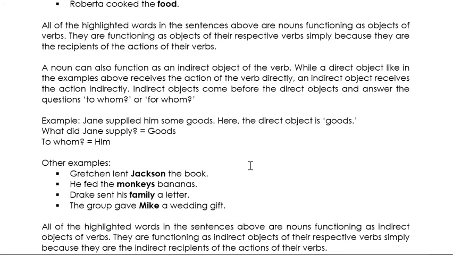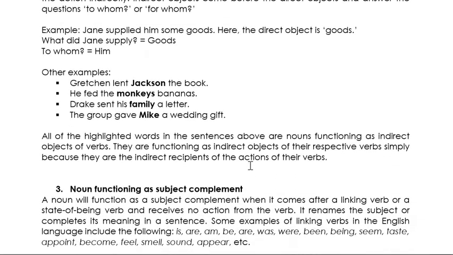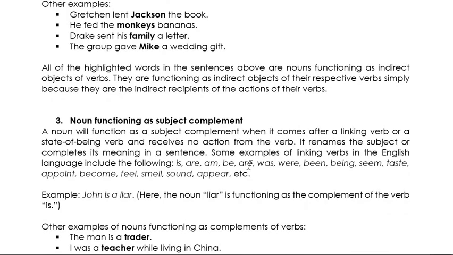Number 3, Drake sent his family a letter. What did Drake send? A letter. To whom? His family. The last one, the group gave Mike a wedding gift. What did the group give? A wedding gift. To whom? Mike. So this helps us to understand what it means when we say that a noun is functioning as an indirect object.